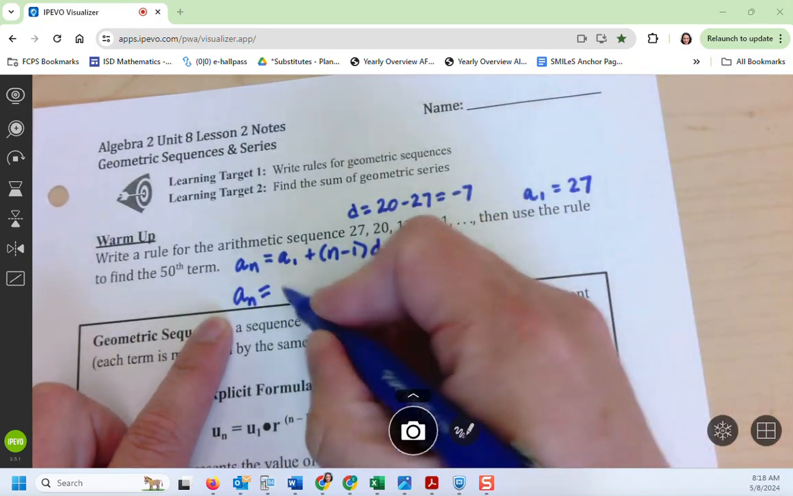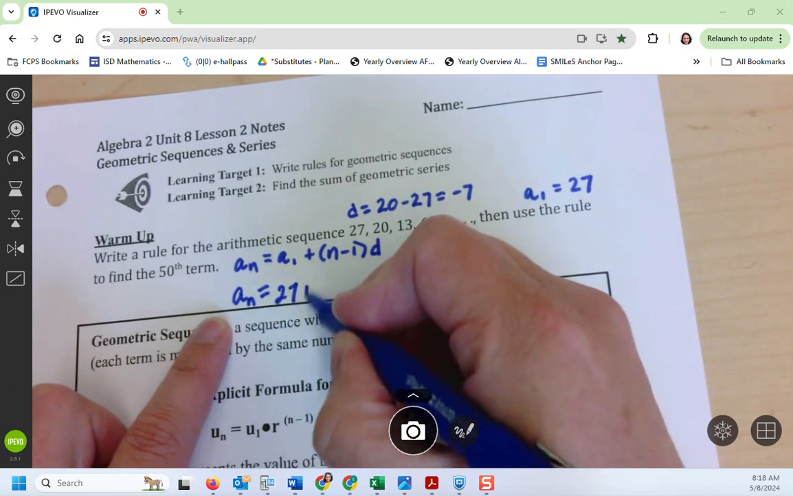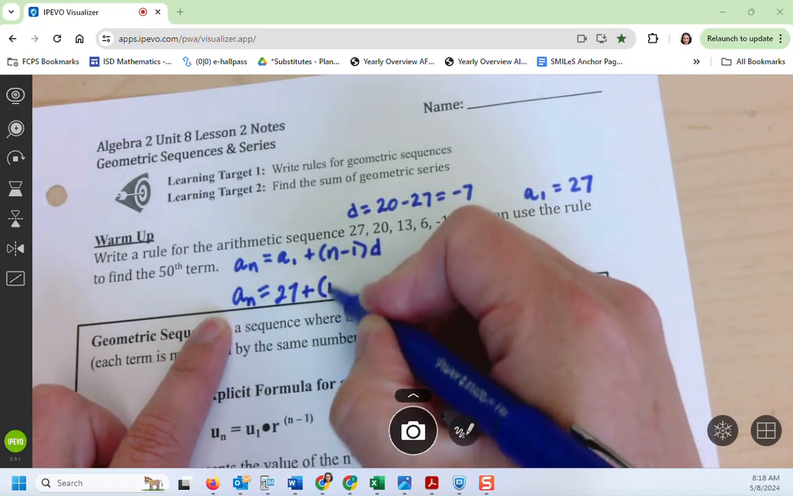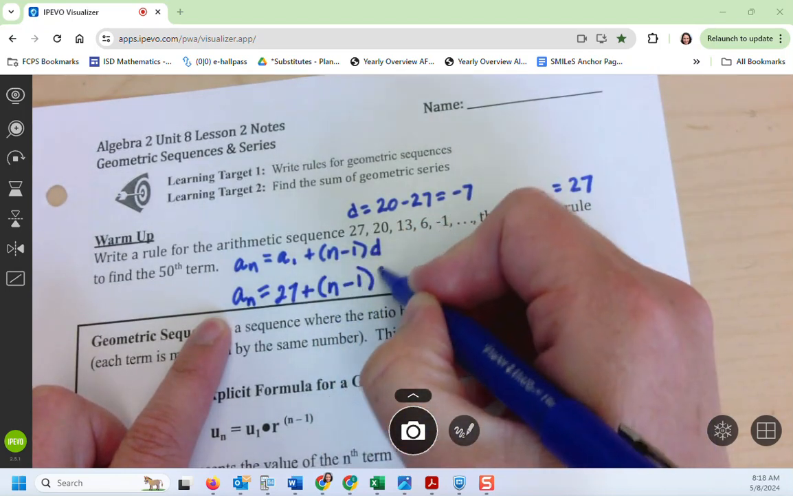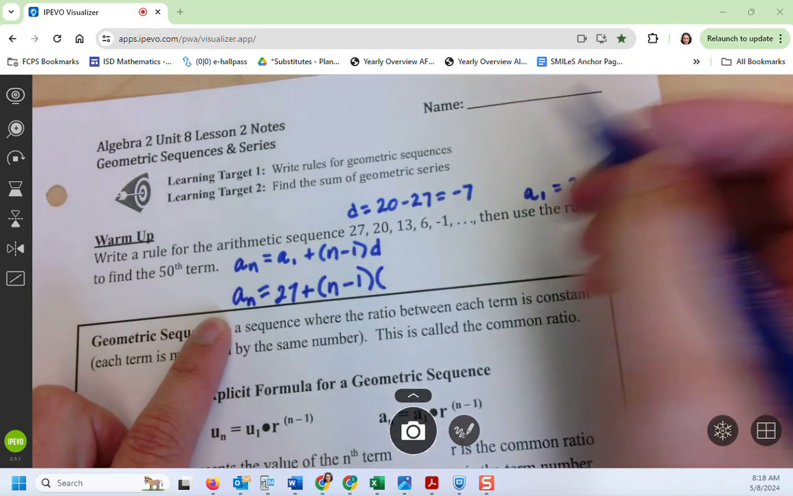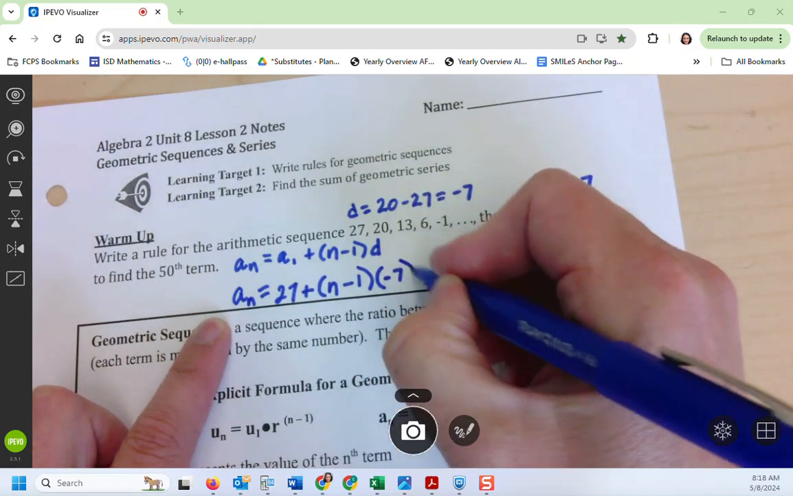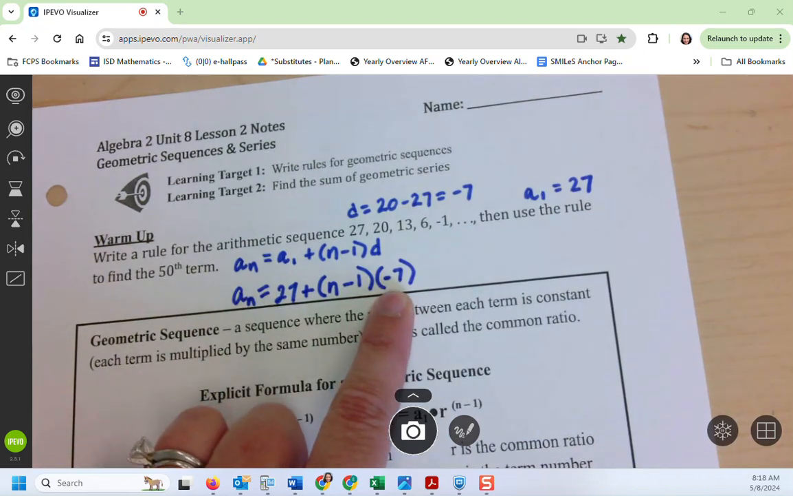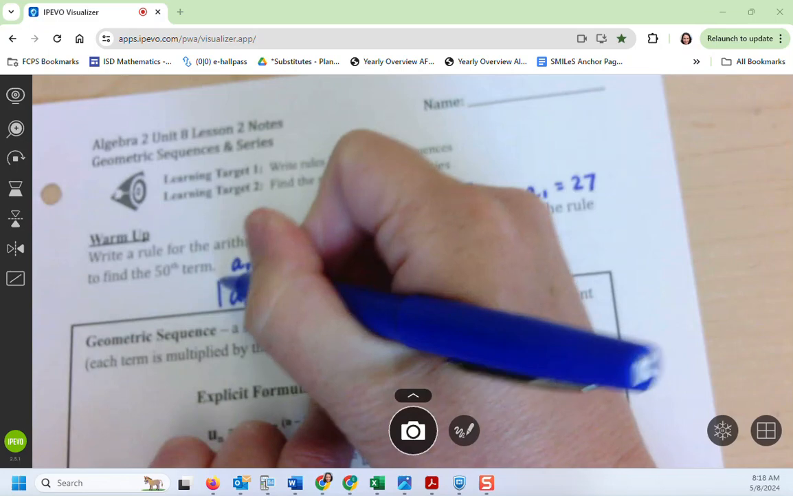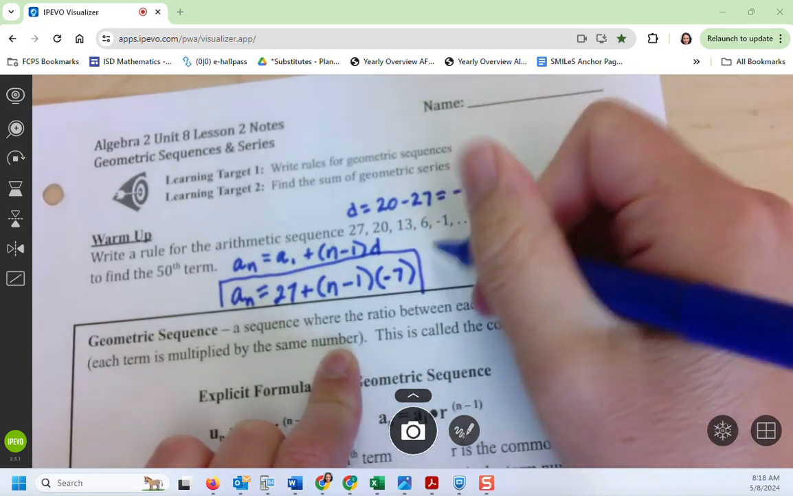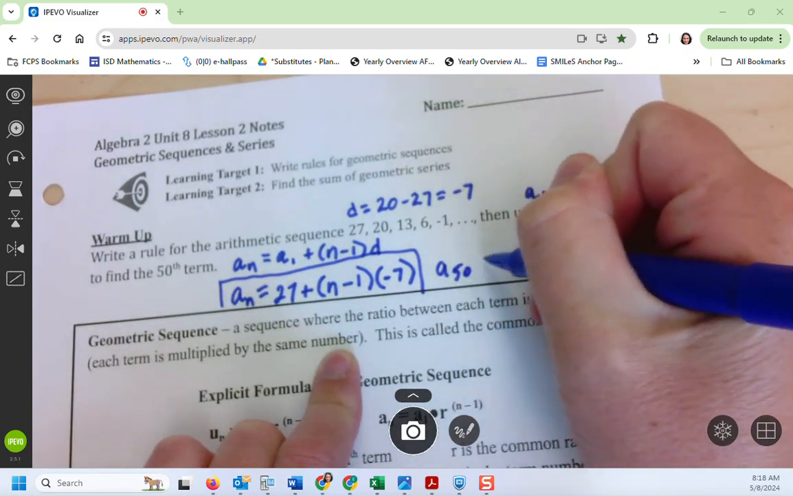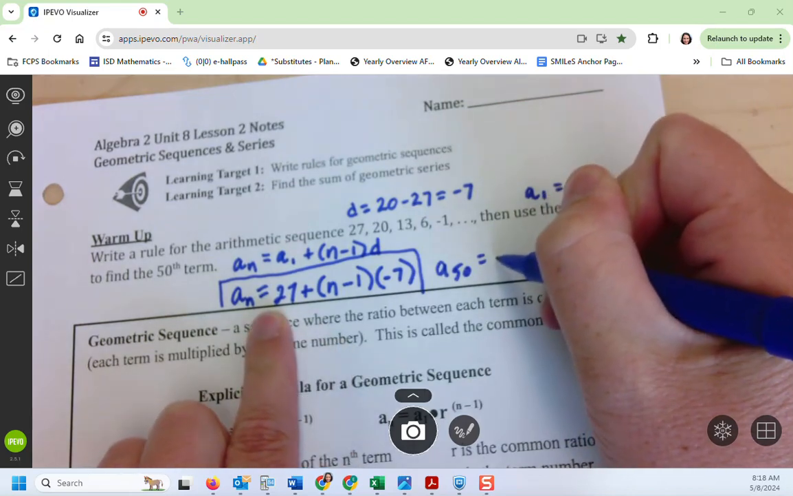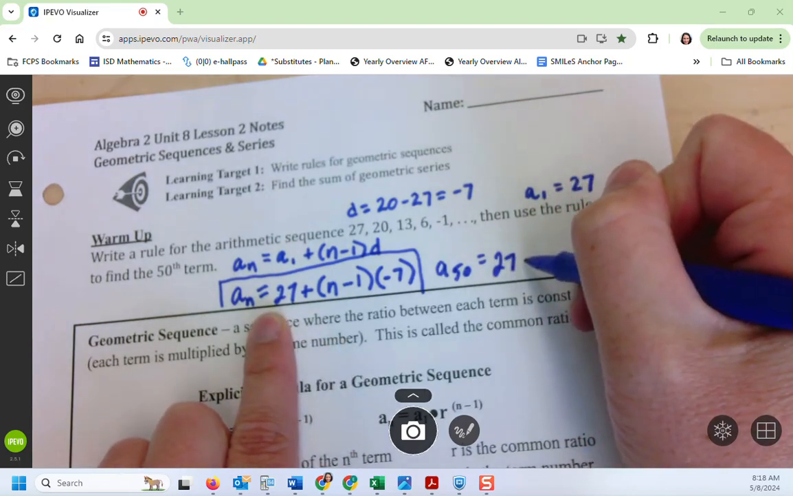And then you're going to put in 27 plus the second variable is n. And then even though the formula doesn't show parentheses around the D, I usually put parentheses on it so I remember that I'm multiplying by negative 7 and not subtracting the 7. Then it says use the rule to find the 50th term. So this is the rule. This is part of your answer. And then the second part is to find the 50th term, which would be A sub 50. And you're going to substitute in 50 for your n.